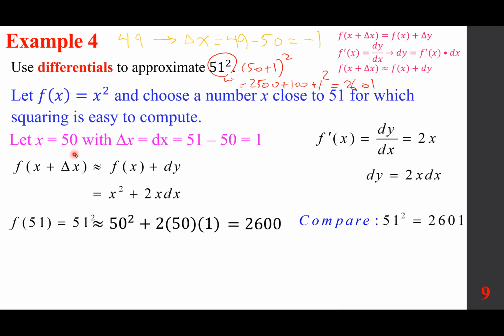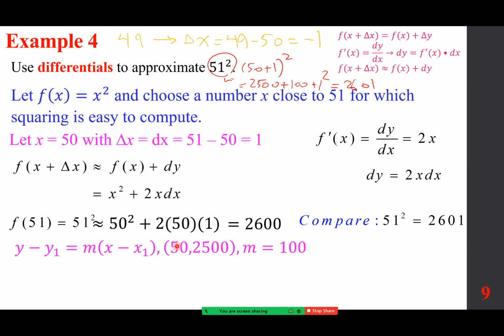Now, we can use linearization, which means we can use the tangent line. And you don't have to memorize the formula for the linearization. Just use the point slope, y minus y1 equals m times x minus x1. And you need two things. You need a pair. The pair, x is 50. So you want the tangent line to this function at this point, at x, so 50, comma, when you plug in, 2500, and the slope is 100.